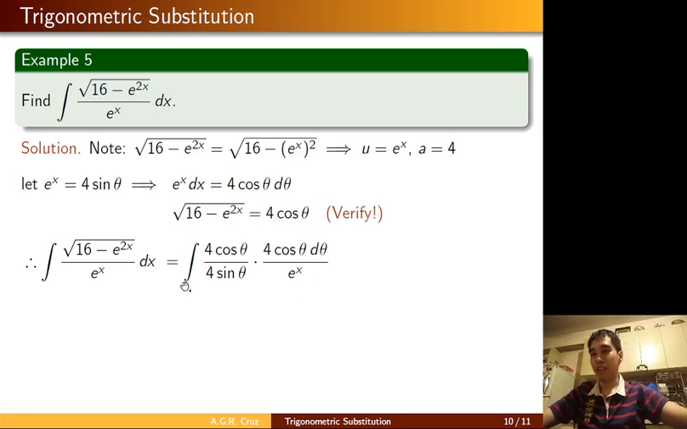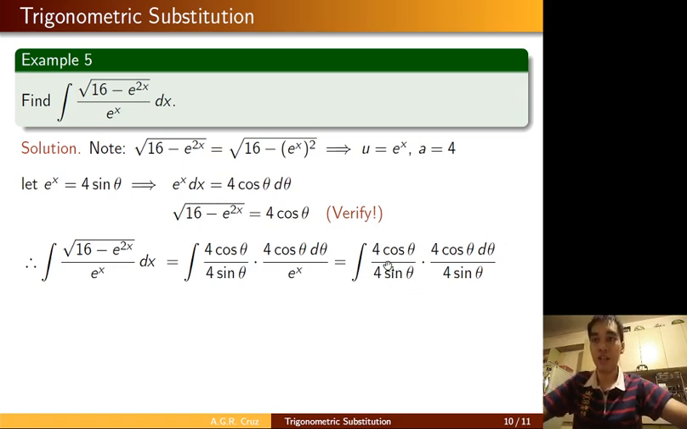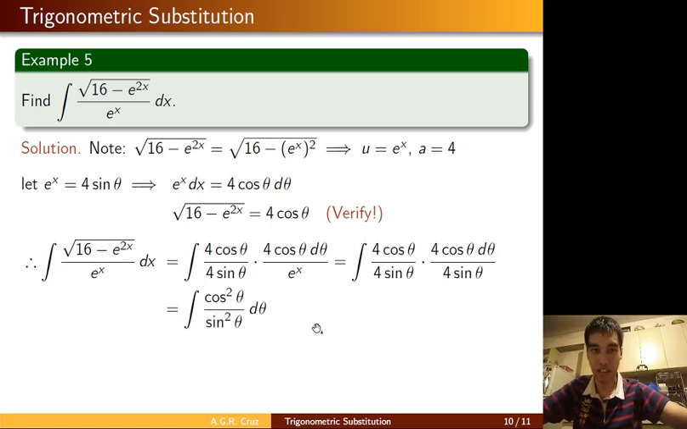Okay? Pero in this current situation, we run into trouble, no? Kasi yung e to the x, that's not yet in terms of theta. Pero we can easily remedy that problem kasi yung e to the x natin, it's equal to 4 sine theta. So this is expressible in terms of theta. All of this is in terms of theta. We can integrate ngayon. So let's cancel out 4 here and here. So we have here cosine theta times cosine theta. That's cosine squared theta. Divided by sine theta, that's sine squared theta. So your integrand now is cosine squared theta over sine squared theta d theta.